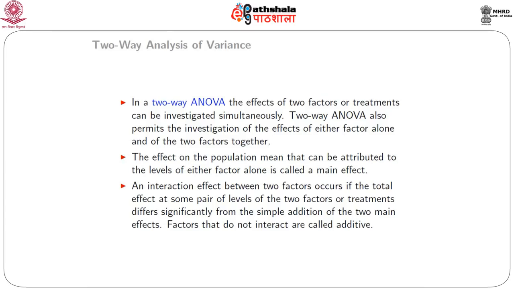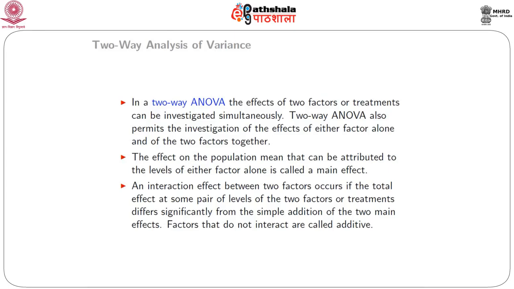The effect on the population mean that can be attributed to the levels of either factor alone is called a main effect. In our example, we can say that the type of the crop is a main effect and the type of the irrigation system is another main effect. We have two main effects. Apart from the main effects, we have a third type of effects which is called an interaction effect.